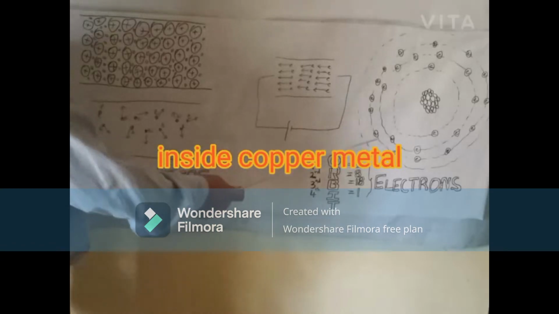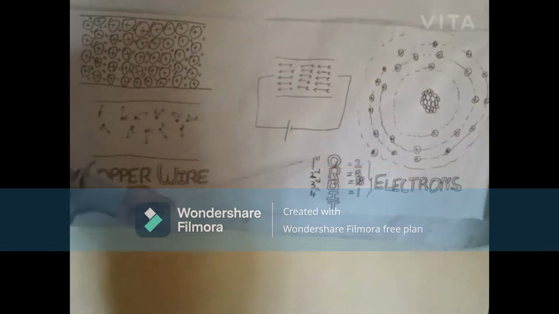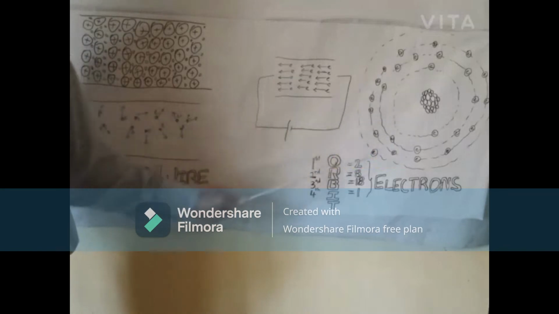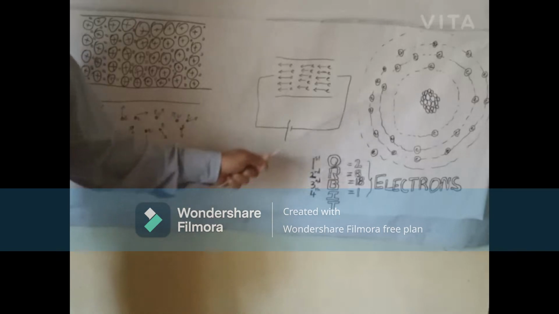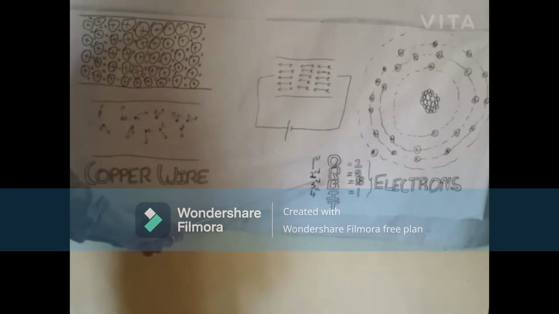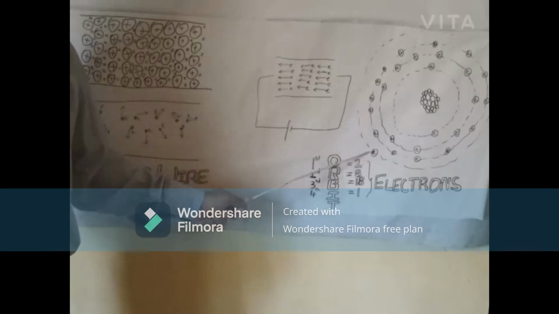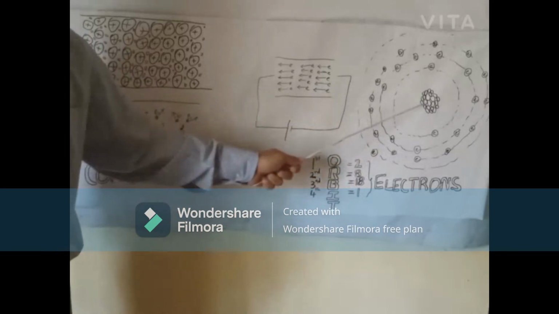In the copper atom, the first orbit consists of two electrons. You can see there are two electrons. Then in the second orbit, there are 8 electrons. In the third orbit, there are 18 electrons. And in the fourth orbit, that is the last orbit of the copper atom, there is only one electron revolving round the nucleus.